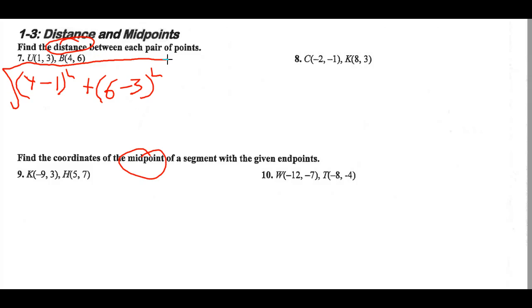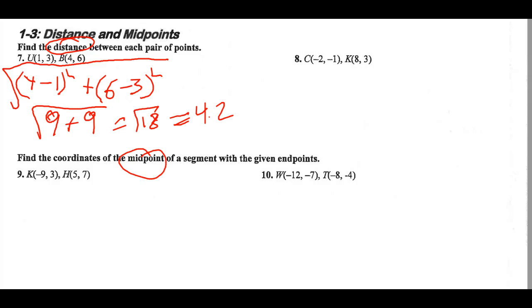So 4 minus 1 is 3. 3 squared is 9. 6 minus 3 is 3. 3 squared is also 9. So what I have under here is the square root of 18. If you want to be fancy and take the perfect square out of that, you can. We're okay with just decimals. So on your calculator, you get 4.2 for that one. Okay, try number 8 on your own.